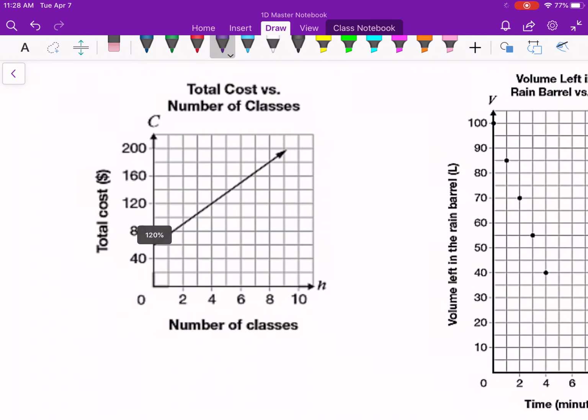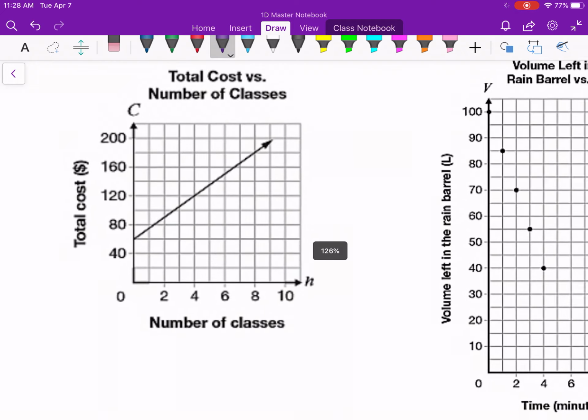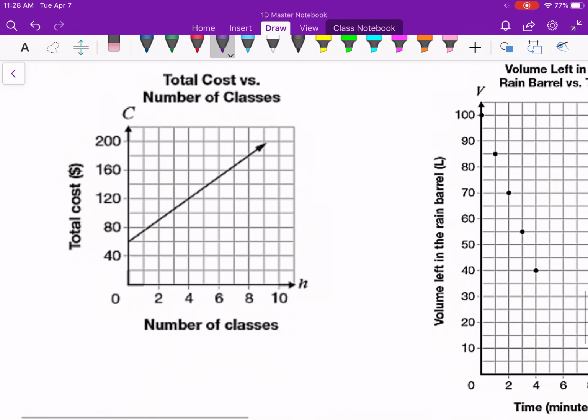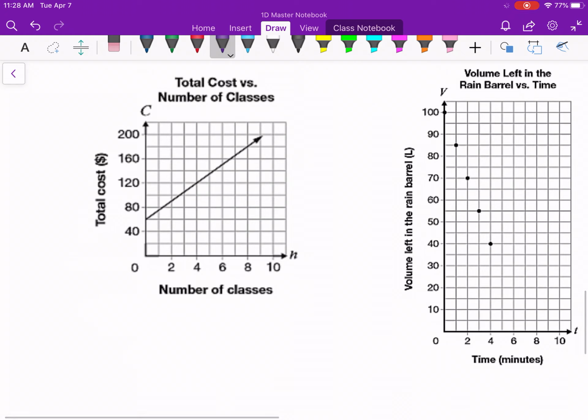All right, next example, total cost versus number of classes. So imagine you've signed up for classes for something. So my independent variable is the number of classes. Cost, on my vertical axis, is my dependent variable. Maybe it's at a gym, maybe it's for something else. But you can see there's a relationship given by this graph. So if I want to find out the slope of this line, again, I can pick any 2 points.